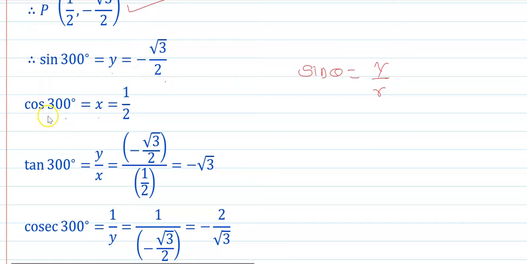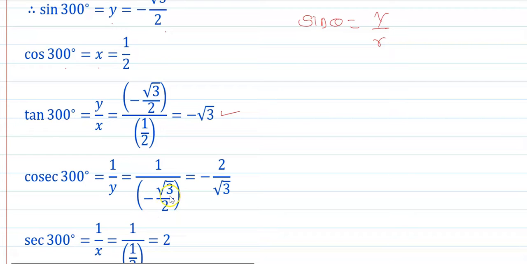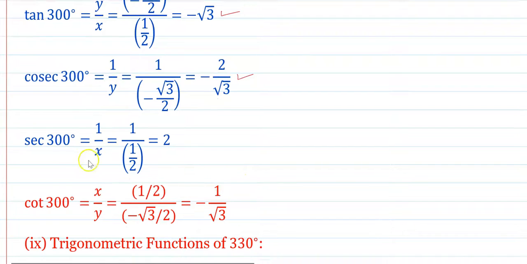Cos 300 is equal to x, which is equal to 1 upon 2. Tan of 300 is y upon x, minus root 3 by 2 upon 1 upon 2, and hence it is minus root 3. Cosec 300 is 1 upon y, that is 1 upon minus root 3 by 2. Its reciprocal is minus 2 upon root 3. Sec of 300 is 1 upon x, that is 1 upon 1 by 2, you will get 2. Cot of 300 is x upon y, x is 1 upon 2, y is minus root 3 by 2. These two get cancelled, and hence you get minus 1 upon root 3.